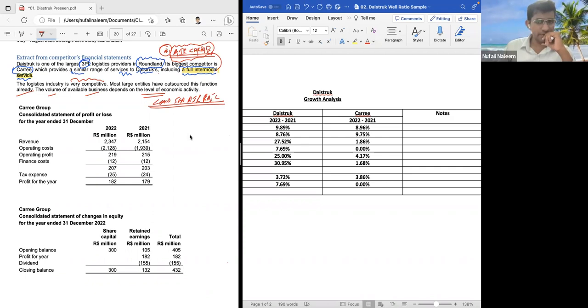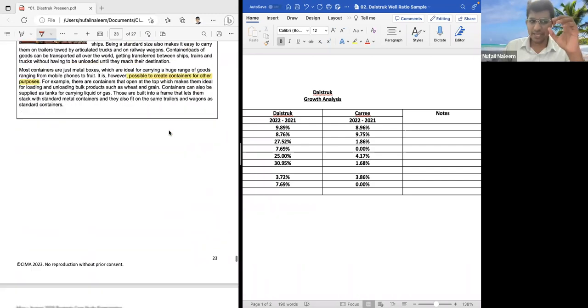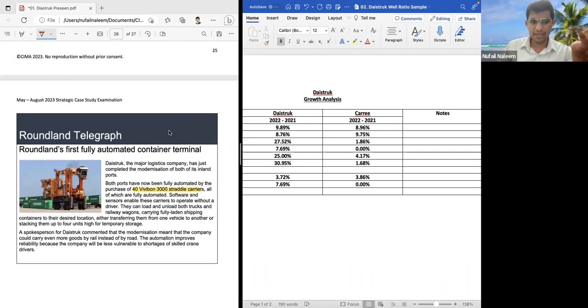Now, my point of view is very simple. Students, you need to be very much related to the case. Understand it very well. We are the first company in Roundland to introduce an automated container terminal. After such a large level of investment, for 3,000 straddle carriers, we have fully automated. Correct, but still our automation's efficiency is not sufficient.